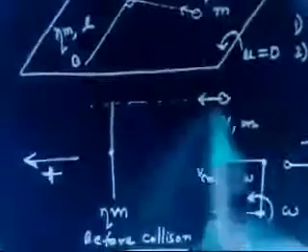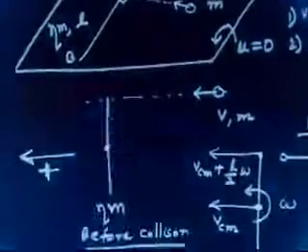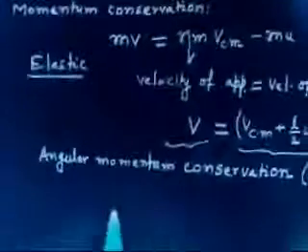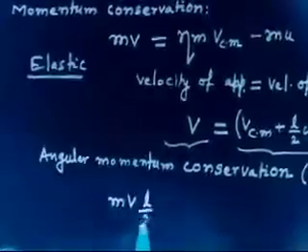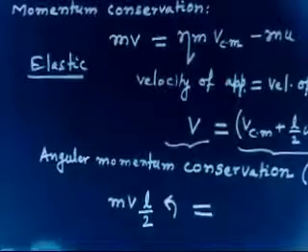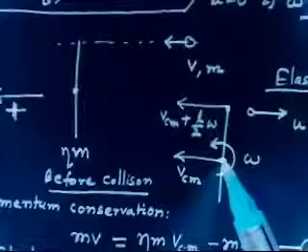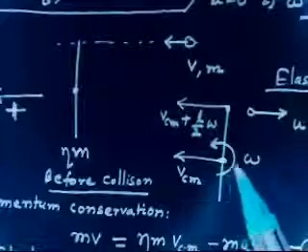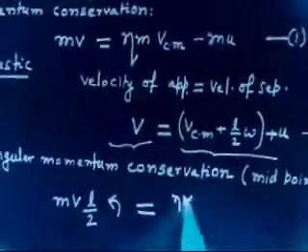Now this is coming with velocity v, so you will have mv into the distance L by 2. And this angular momentum is in this direction. So the initial angular momentum will be mv into L by 2. Now I have to write the final angular momentum. The rod will have angular momentum about this point. This rod is only rotating about this point, so I into omega, and I is ml square by 12, where m is eta m.